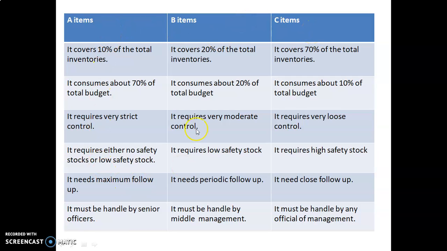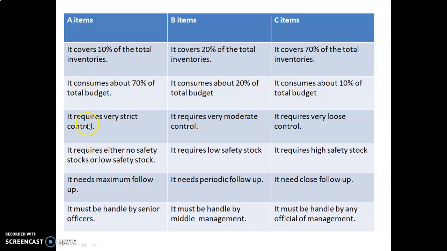A items include the following points. First point: A items cover 10% of total inventories, B items cover 20% of total inventories, and C items cover 70% of total inventories. Second point: A items consume about 70% of the total budget, B items consume about 20% of the total budget, and C items consume about 10% of the total budget.